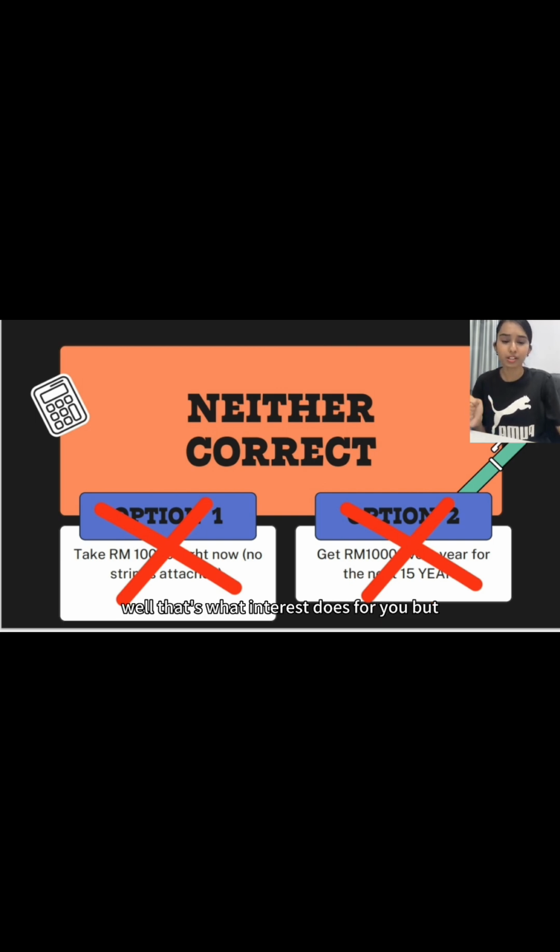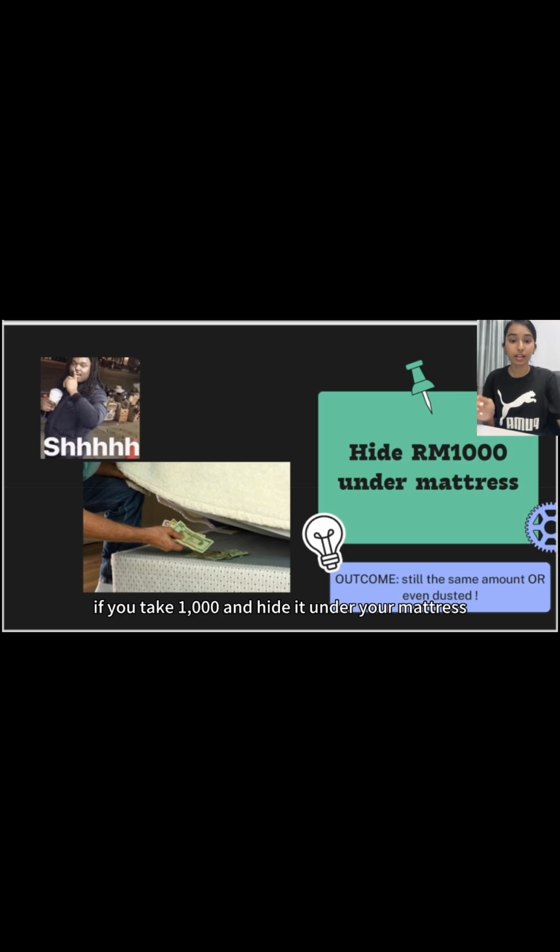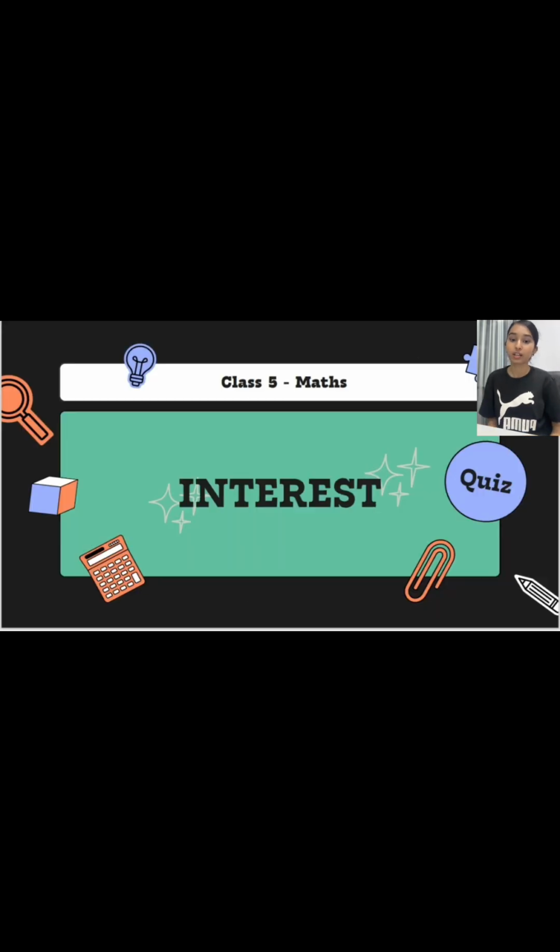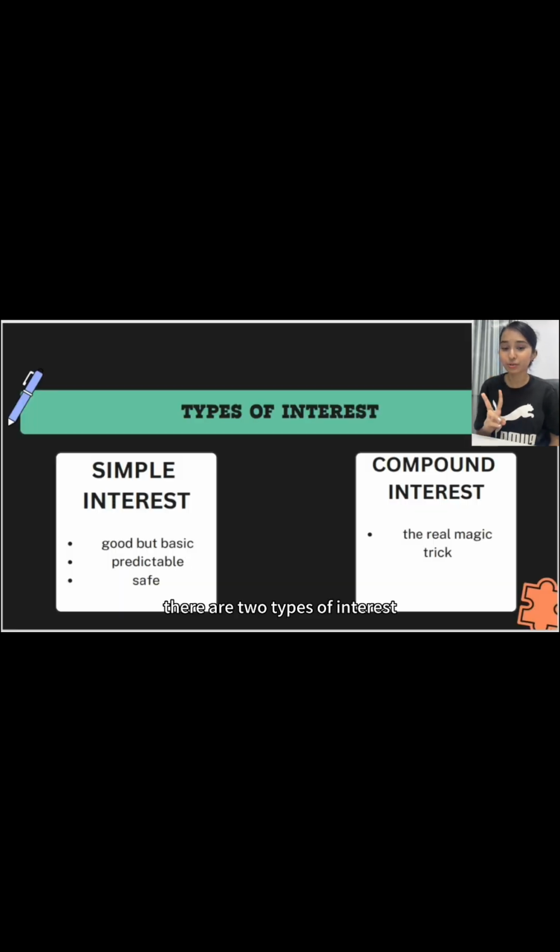Well, that's what interest does for you. But before you get too excited, let's break it down. If you take 1000 and hide it under your mattress, guess what? In 10 years, it's still 1000 and probably covered in dust. But if you put it in the right place, it could grow, multiply, and even double. This is where interest comes in. But wait, there are two types of interest. Simple interest, good but kind of basic, and compound interest, the real magic trick.